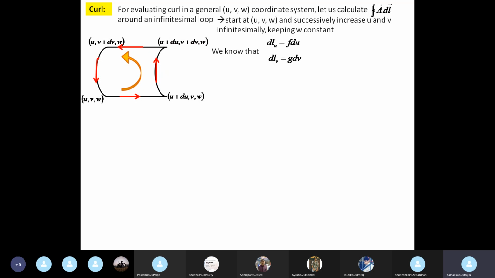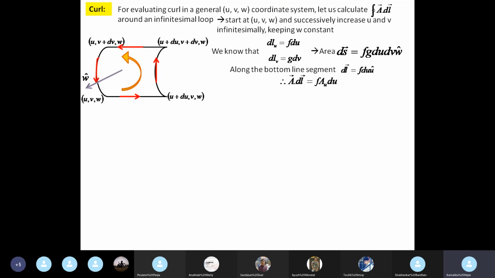Now we know that the length elements dL_U is F dU and dL_V is G dV. So the area should be FG dU dV, but if you treat area as a vector, what will be the direction? It will be along the normal, so normal to this is W cap. Along the bottom line segment, dL is F dU U cap, so A dot dL is F A_U dU.